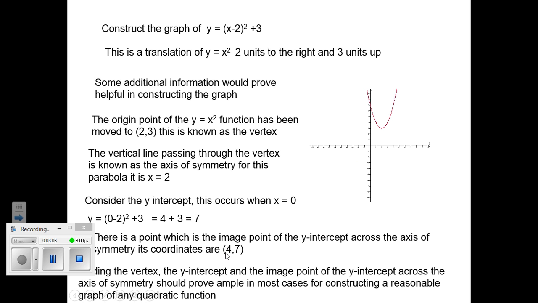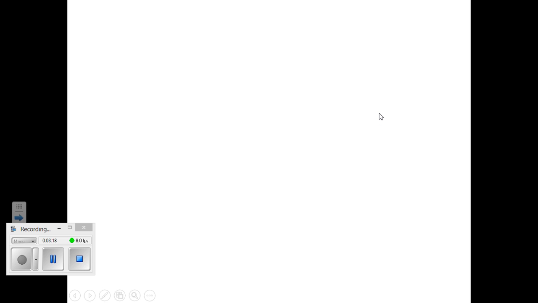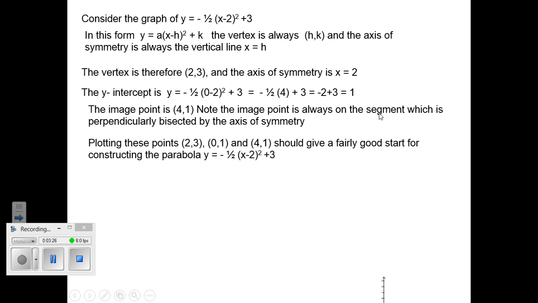Okay, those are 3 points that I always suggest you plot when you're trying to graph a parabola. The vertex, let's go back, the vertex, easy enough to find in this form, the y-intercept, and the mirror image of the y-intercept. Okay, let's do some more. All right, let's graph this. Okay, so now we're going to actually bring up the graph. We'll talk about these things as we go through.